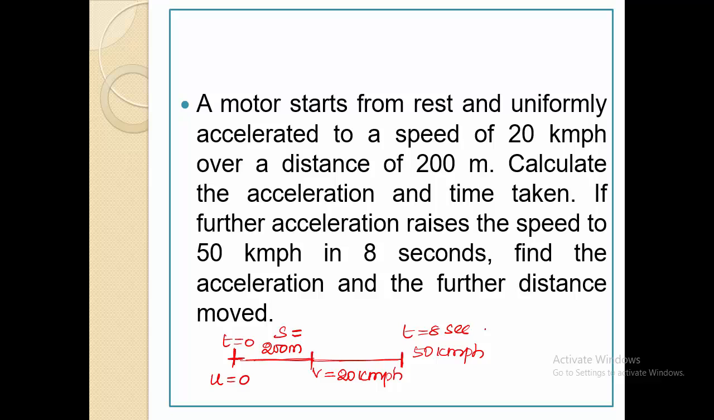So in this problem, two distinct conditions are given. In the first condition, the initial velocity u is 0 and the final velocity v is 20 km per hour. In the second condition, the motor is not at rest. It is moving with the initial velocity of 20 km per hour, so u is 20 km per hour and v is 50 km per hour. With this formulation, we can proceed to solve the problem.